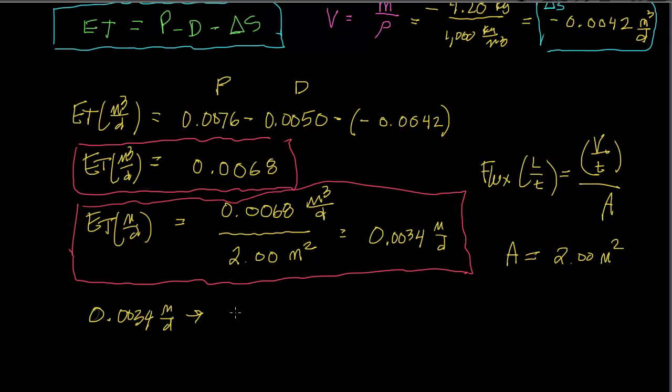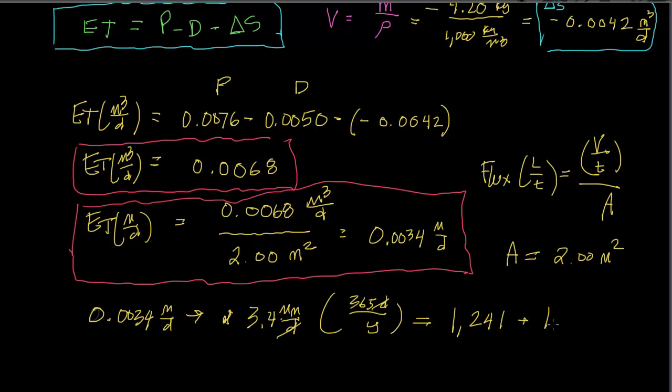So that would be, oops, I kind of moved this, so I need to move it 1, 2, 3. So it's going to be equal to 3.4 millimeters per day. And then if I multiply that times 365 days per year, right, the days are going to cancel here, and I will end up with an ET of 1,241, which I'll just call 1,240 to three significant figures, millimeters per year, which is a perfectly reasonable rainfall, ET flux, there we go, for an area.